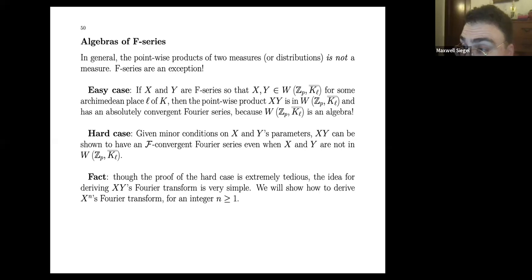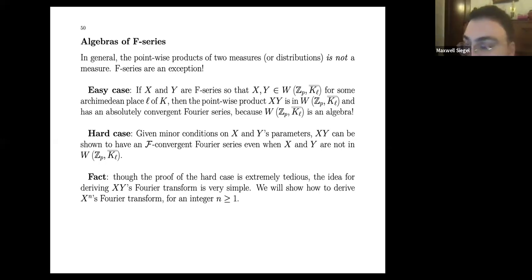This result is very useful because it yields an easy proof of a special case of one of F series' most important properties, that they form algebras under pointwise multiplication. As the pointwise product of two measures or distributions is not guaranteed to be a measure or a distribution, this is somewhat surprising.